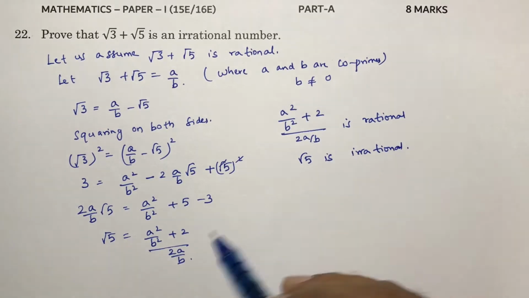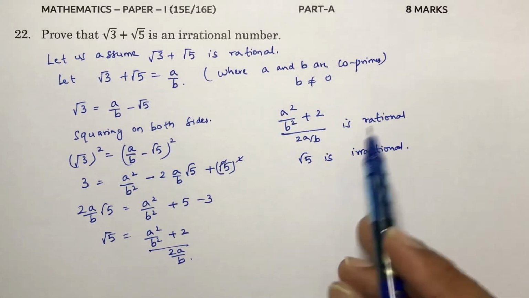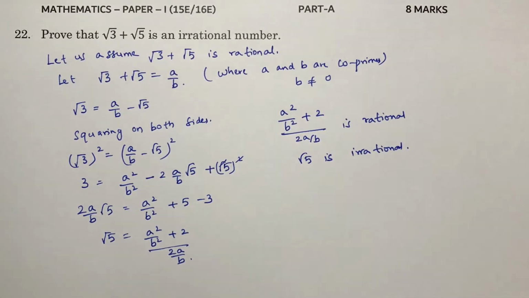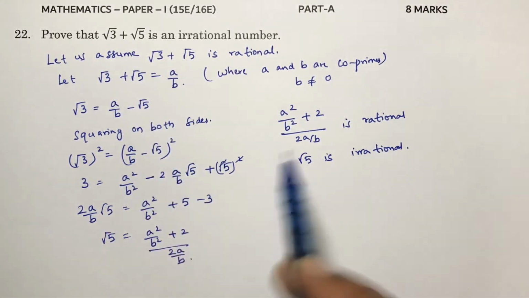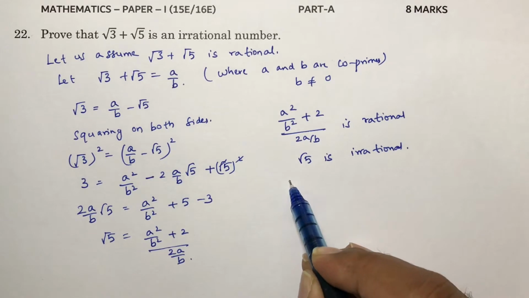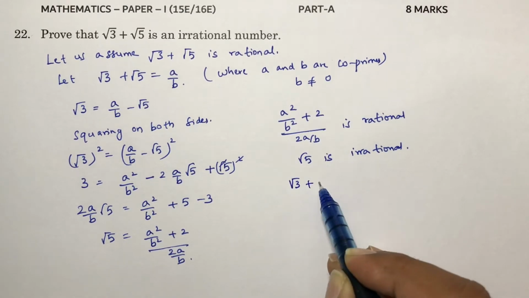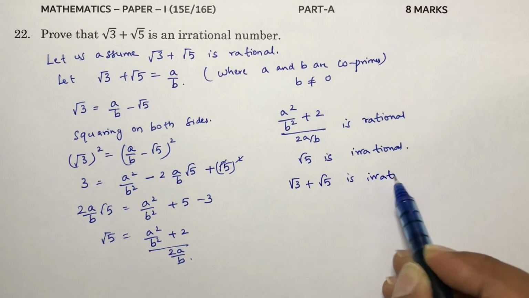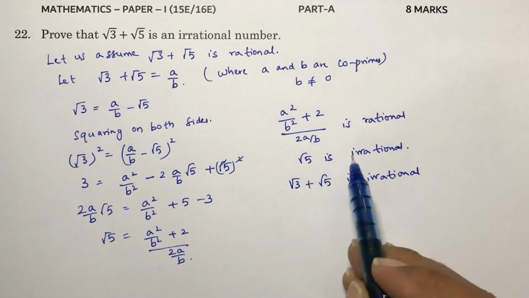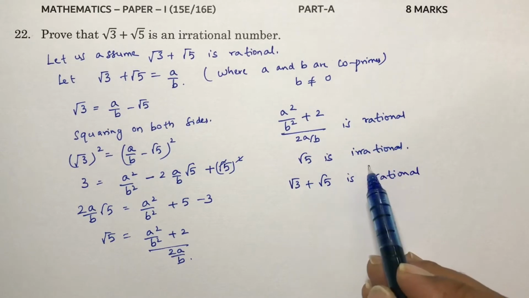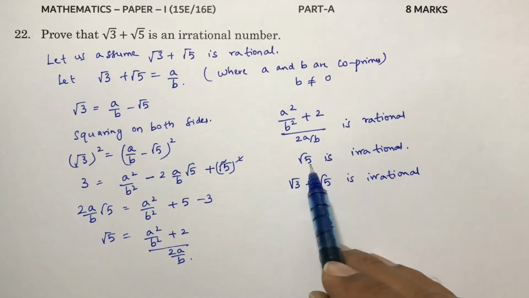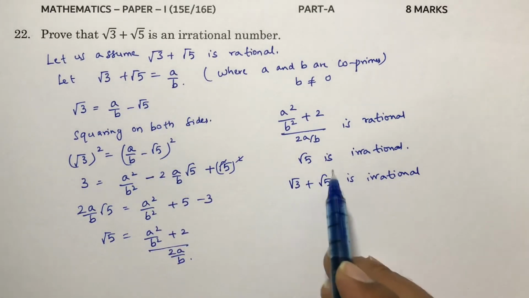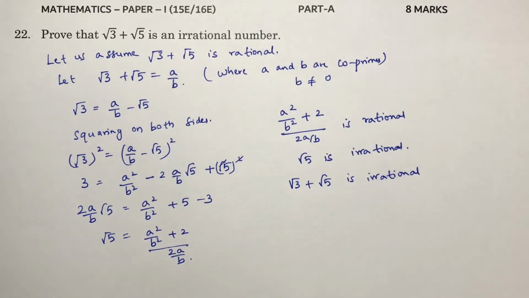Since 3 and 5 are co-primes, a and b are co-primes, hence this contradiction has arisen because of our assumption. Therefore root 3 plus root 5 is irrational, because rational cannot be equal to irrational. This contradiction has arisen because of our assumption. So our assumption is wrong. Root 3 plus root 5 is irrational.